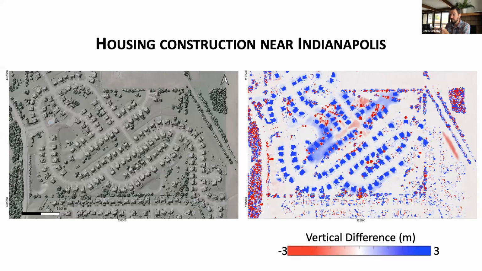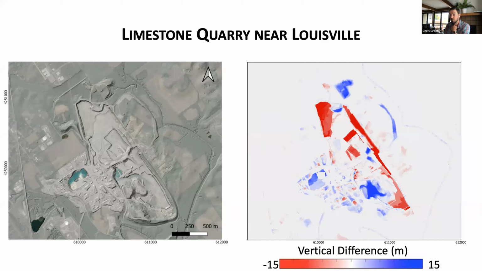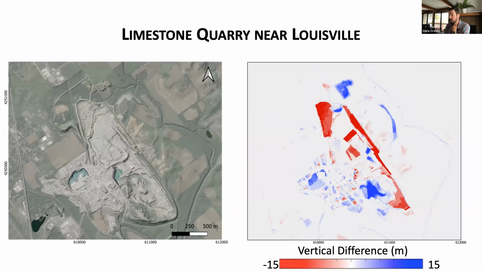So this is urban, a housing development outside of Indianapolis. Again, I'm showing you examples of what you see when you start digging around in this data. Another example, this is a quarry near Louisville, Indiana. These are quite prominent signals because they're moving a lot of material around, right? Stockpile volume change, things like that. So they stand out.